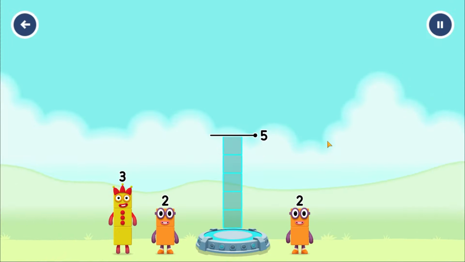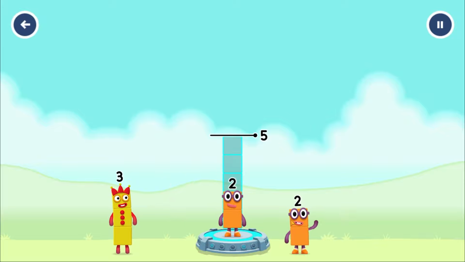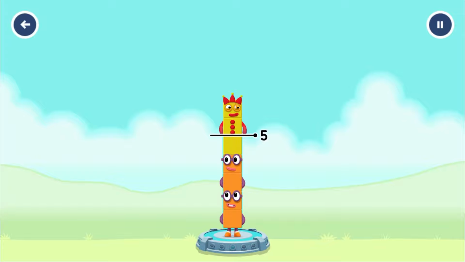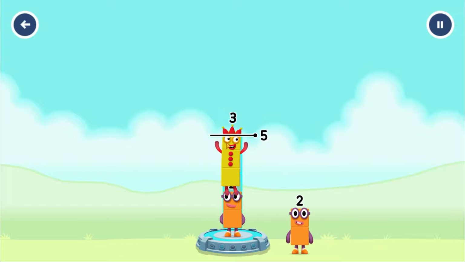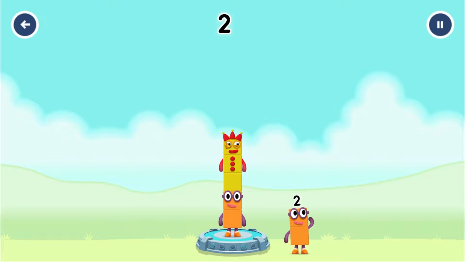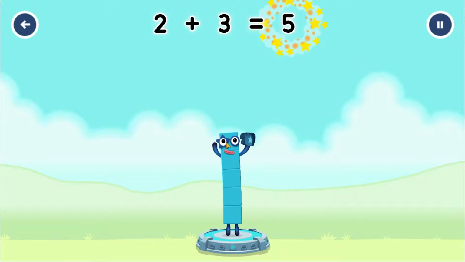Add number blocks to make 5. 2, 2, 2, 3. You've got too much there. 3, 2. That's right. 2 plus 3 equals 5.